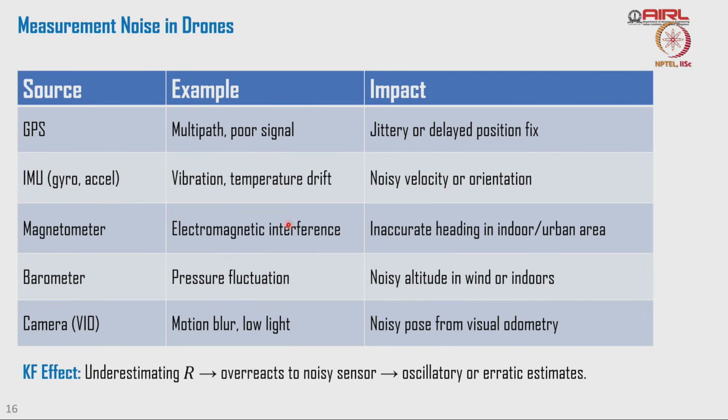Magnetometer, electromagnetic interference: if you are flying closer to power lines, then you will have inaccurate heading, or if you are flying indoor or in an urban area. Barometer, pressure fluctuation will lead to noisy altitude in wind or indoors. Camera, we use camera sometimes for optical flow measurements. The motion blur or low light will lead to poor pose from visual odometry. How does it affect the Kalman filter? Understanding R, the measurement noise: it overreacts to noisy sensor, giving oscillatory or erratic estimates.